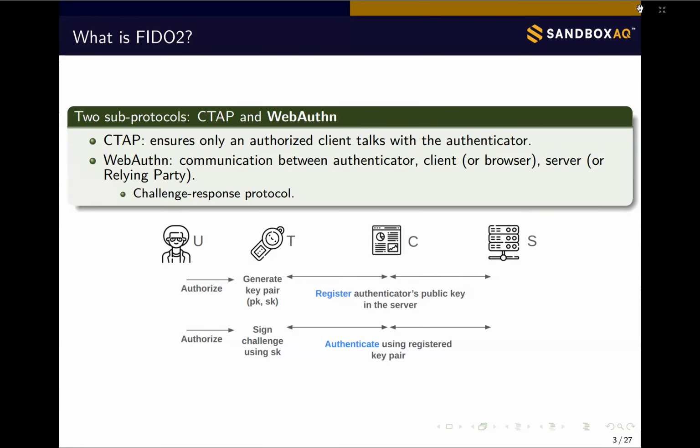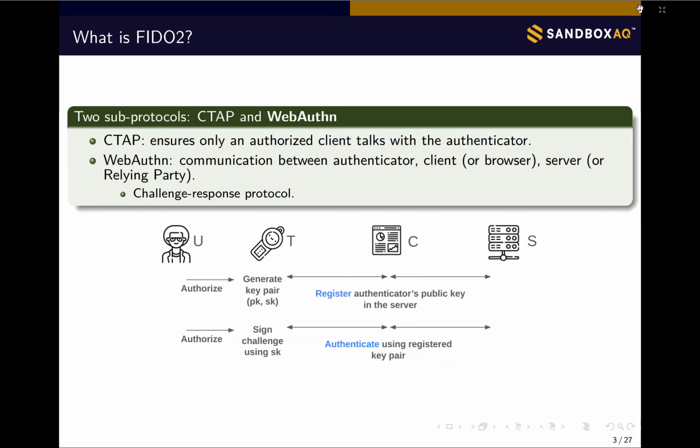So FIDO2 is a protocol run among four parties. We have the user that tries to authenticate to a remote server. For that, we will use an authenticator that usually is a piece of dedicated hardware, and it will interact with the authenticator and the server through the browser or client.